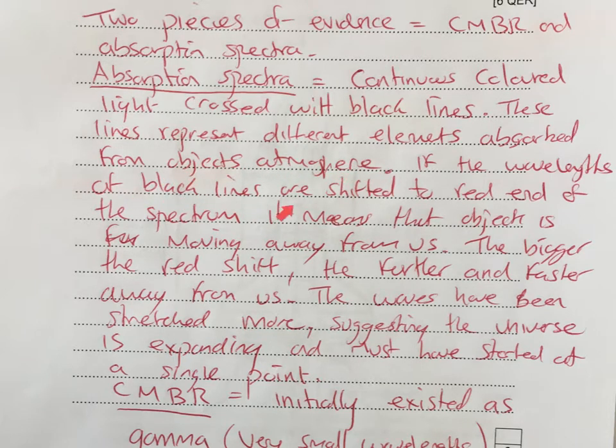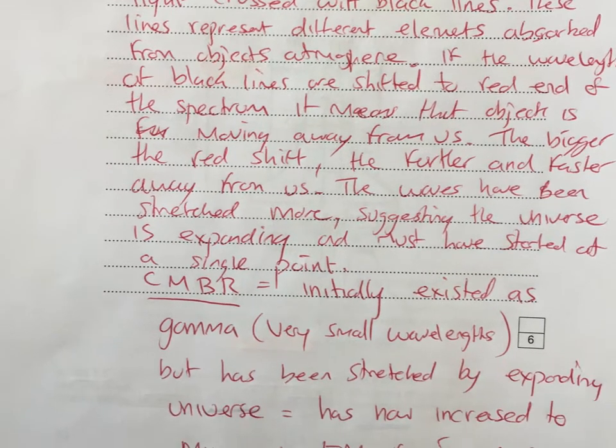If the wavelengths of the black lines are shifted to the red end, so increased wavelength, bigger wavelengths of the spectrum, it means that the object is moving away from us. And the bigger the redshift, the further and faster it is moving away from us. How does this relate to the Big Bang Theory? Well, the waves have been stretched more, suggesting that the universe is expanding. So if something is moving further and faster away from us, the universe has got to be expanding, and therefore if we reverse this, it must come from a single point.